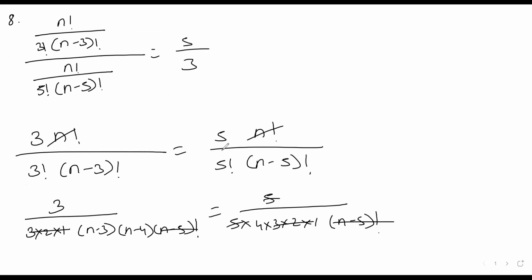This 5 is cancelled here. This n factorial got cancelled here. This and this can get cancelled here. So it will only remain 4 here.